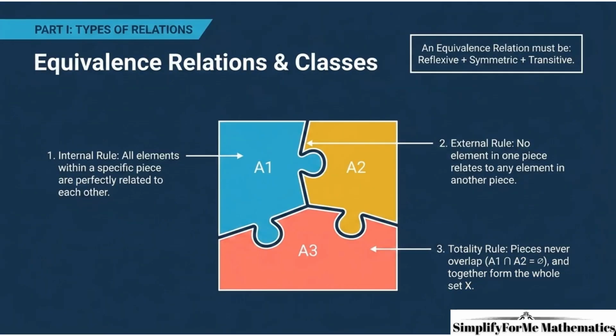When a relation is reflexive, symmetric, and transitive all at once, we call it an equivalence relation. This is a very important concept. It helps us group elements into what we call equivalence classes. Think of it like grouping similar items together based on a rule. Each group contains elements that are related to each other. Also, no element belongs to two different groups, and all groups together form the entire set.